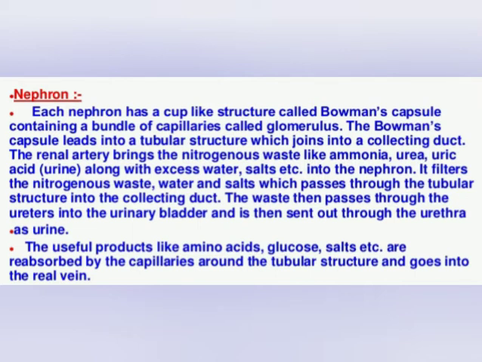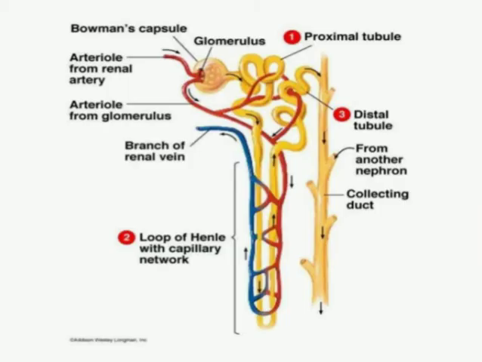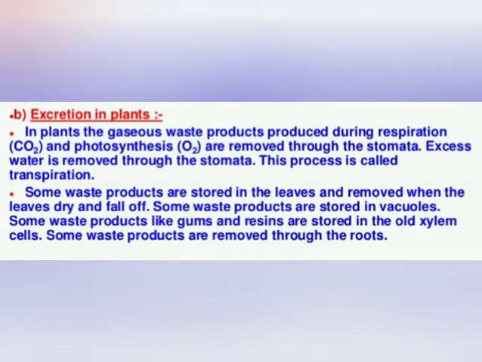It filters the nitrogenous waste, water and salts which pass through the tubular structure into the collecting duct. The waste then passes through the ureters into the urinary bladder and is then sent out through the urethra as urine. The useful products like amino acids, glucose, salts, etc. are reabsorbed by the capillaries around the tubular structure and go into the renal vein. This is the structure of nephron, and this is also the structure of nephron showing the Bowman's capsule.